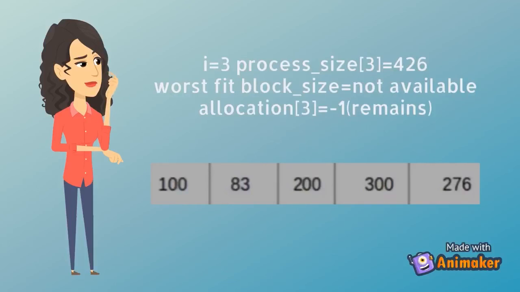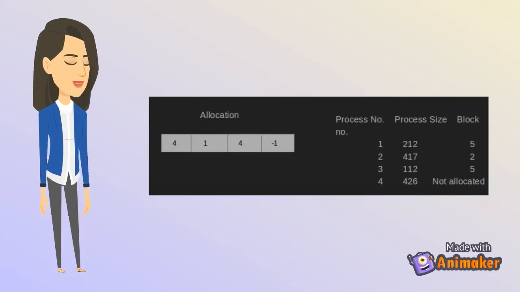Here no block is greater than or equal to 426. Worst fit is not available, so allocation[3] remains -1. The last allocation array will be like this: 4, 1, 4, and -1, and the output should be this.